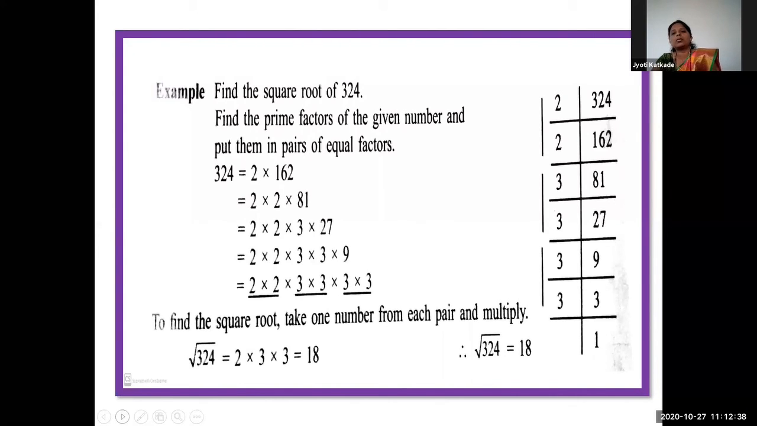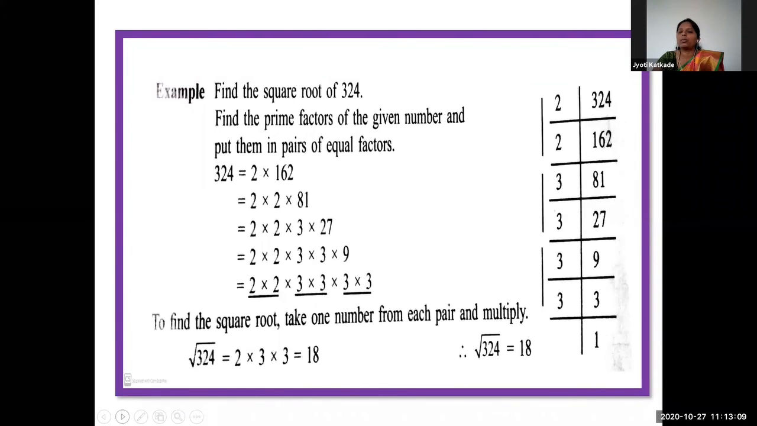Now 81 is not divisible by 2. Okay. So find the next lowest prime factor, which is 3. 81 is divisible by 3. So divide 81 by 3, we get 27. Again 27 is divisible by 3, so we get 9. Again 9 is also divisible by 3, we get 3, and the last 3 is divisible by 3, 3 ones are 3. Now see, which pairs of the same factor are there?